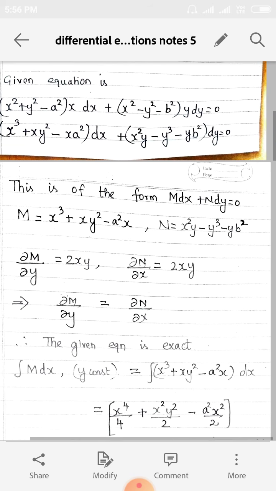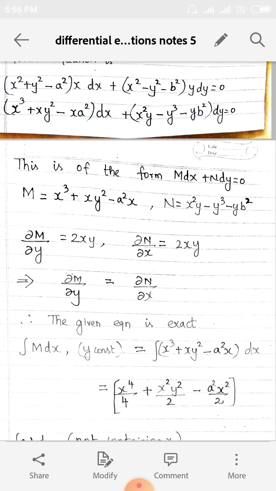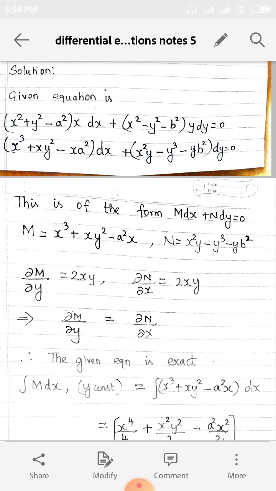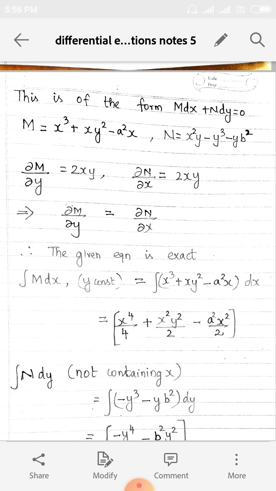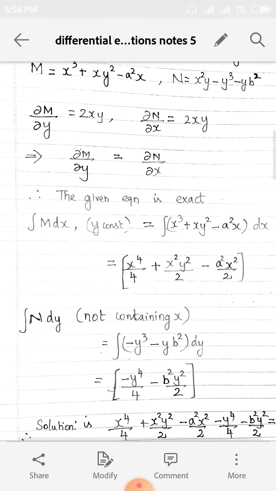Okay, now this given equation is of the form M dx plus N dy is equal to 0. We have to equate the given equation to the general form. What is the general form? General form of exact equation is M dx plus N dy. So equate the given equation to the general form and we get M is equal to x³ + xy² − a²x and N is equal to x²y − y³ − yb².